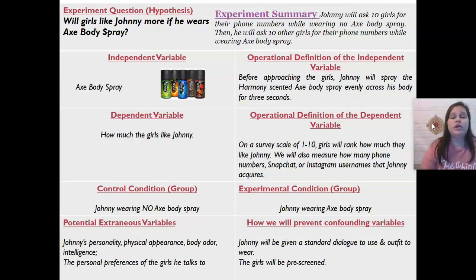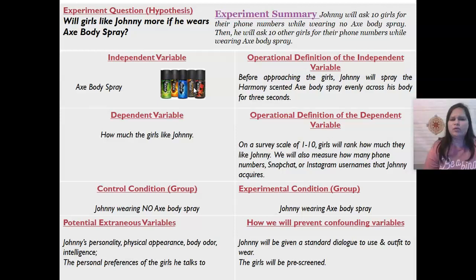So we're saying for our independent variable, just saying we're using Axe body spray is not enough. So we're going to say before approaching the girls, Johnny will spray the Harmony scented Axe body spray evenly across his body for 3 seconds. So we're saying what kind of spray, and we're saying how much. So we've clarified that now.